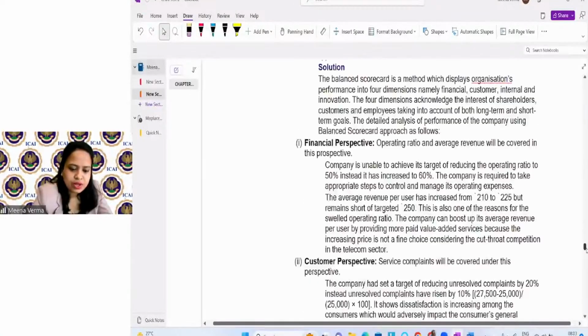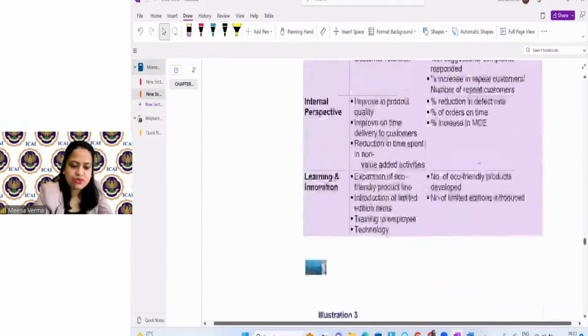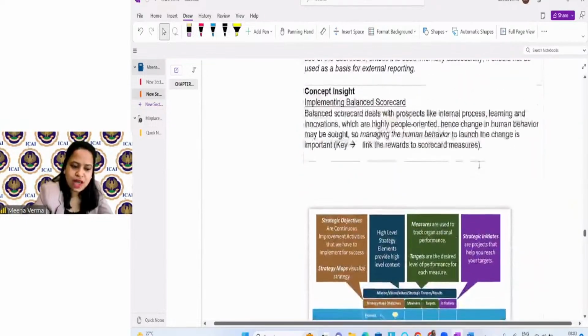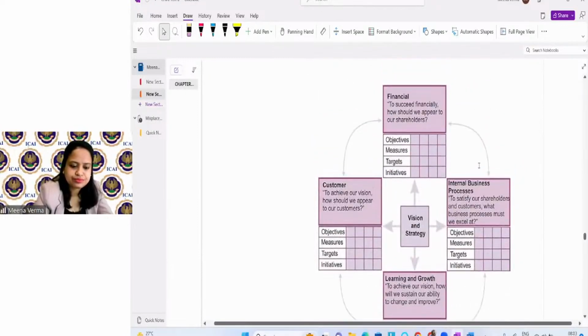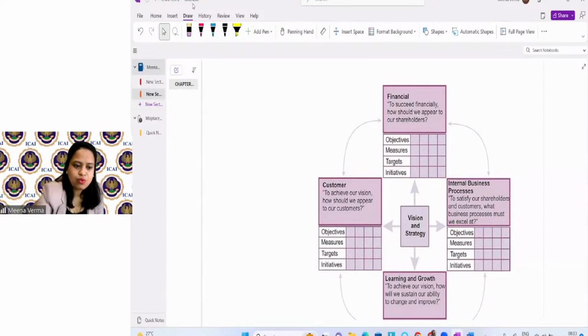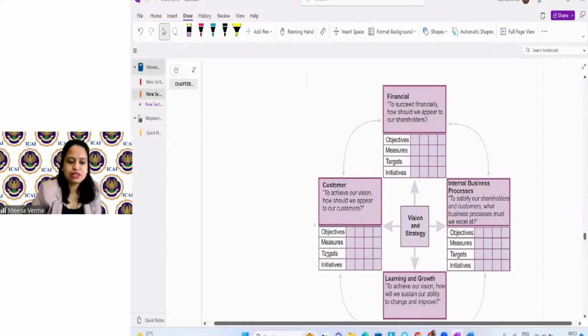Okay. What we have discussed is that the balanced scorecard will cover both financial as well as non-financial factors. So these are the 4 things that we will cover in case of the balanced scorecard.